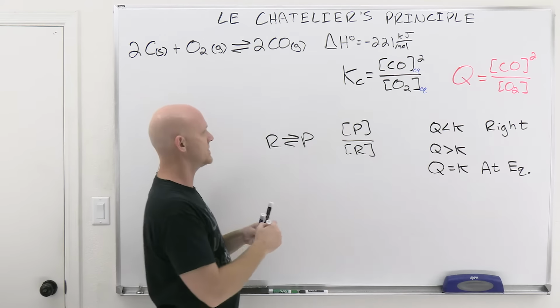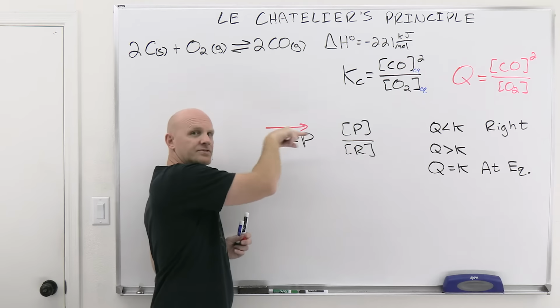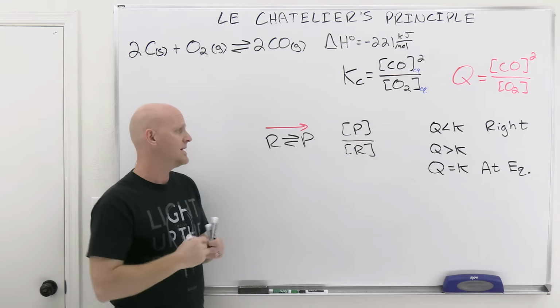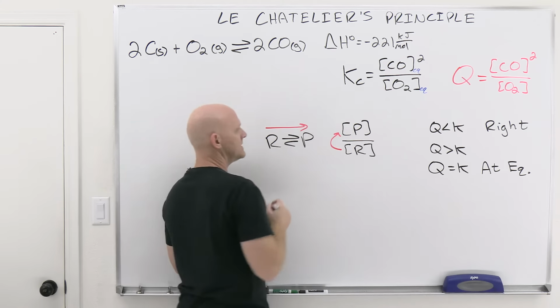You can kind of take a look at this. What we mean by shift to the right is that reactants are going to be converted into products, from left to right as we normally read a chemical reaction. And if you notice, what that means in this ratio is that you're converting reactants into products.